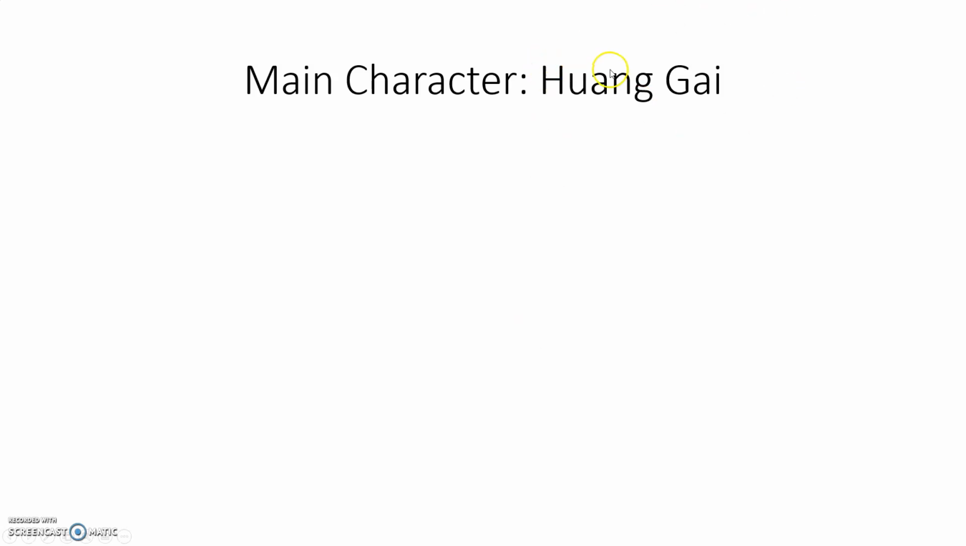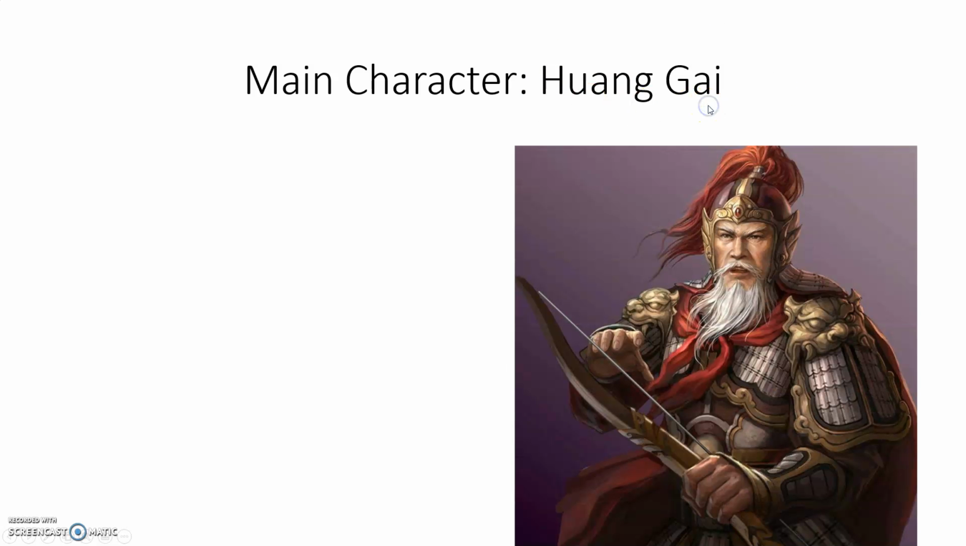So my main character here will be Huang Gai. This is Huang Gai, and he will be my protagonist. He was an old but very famous general of Jiangdong, and Jiangdong later became Wu, which was controlled by Sun Quan and then his strategist Zhou Yu.